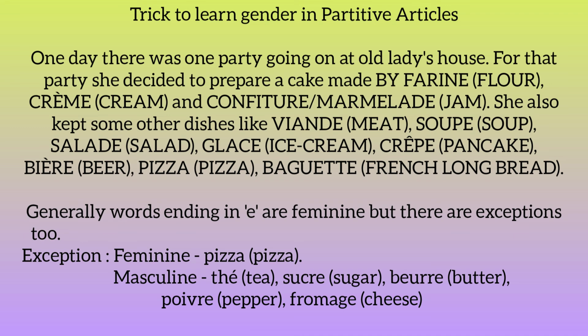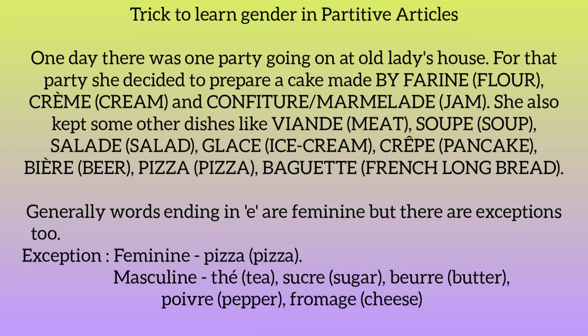She also kept some other dishes like viande, which means meat, soupe, which means soup, salade, which means salad, glace, which means ice cream, crêpe, which means pancake, bière, which means beer, pizza, which means pizza, and baguette, which means French long bread. So if you will learn this story, at least you will get some of the foods and beverages that are feminine. Generally, words ending in E are feminine, but there are exceptions too.